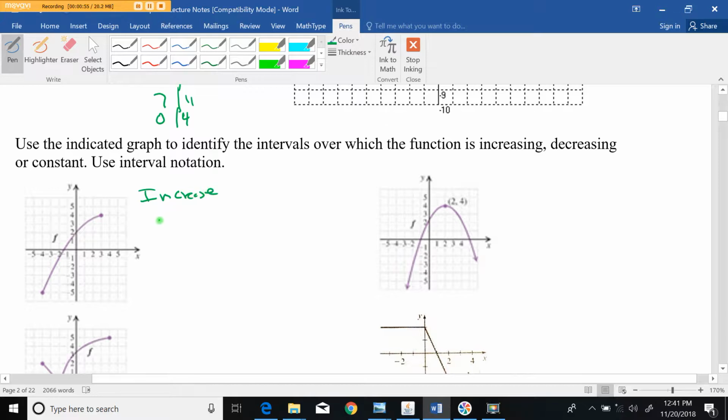on the interval from x equals -4 to x equals 3. And that's it.